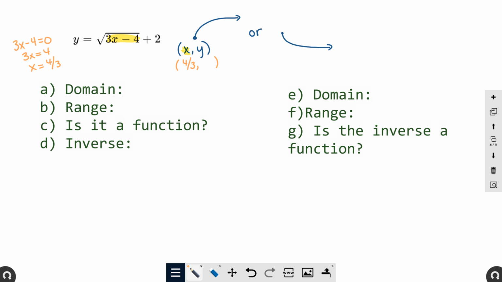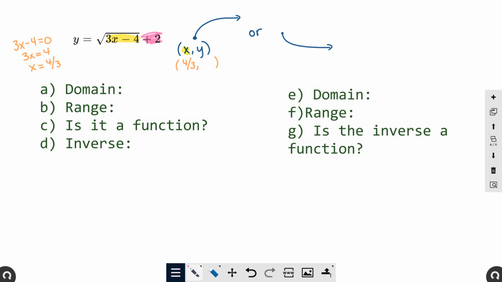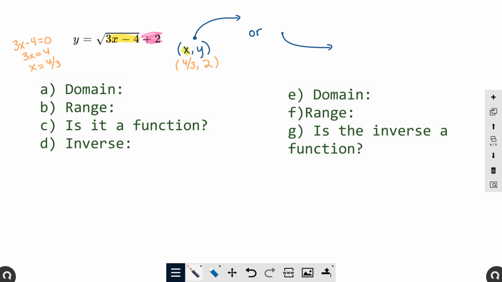Now to get your y values, you look for like a translation. Y is just how far it moves up or down. And you can tell that by, you could plug in what you get for x, but you could just look at the outside number. Our outside number is what? 2. So my starting point is 4/3 and 2.